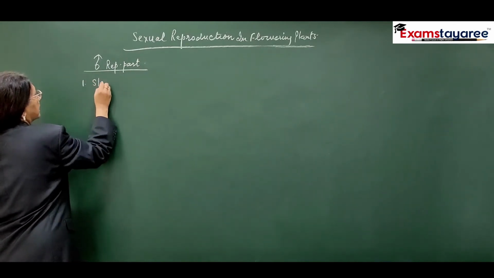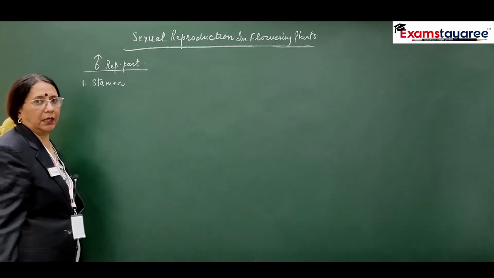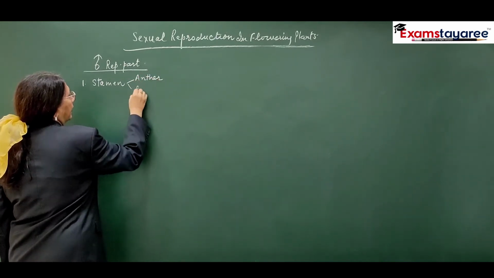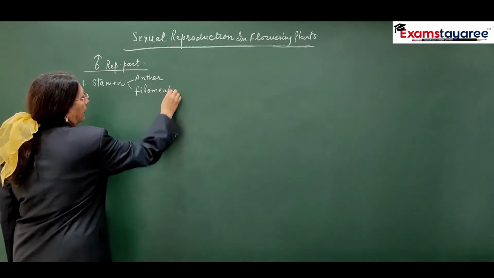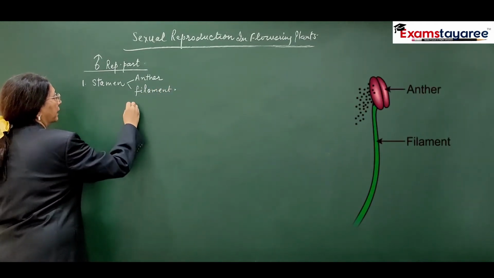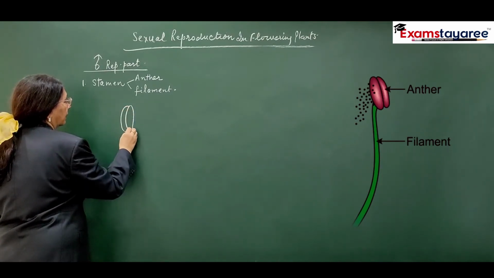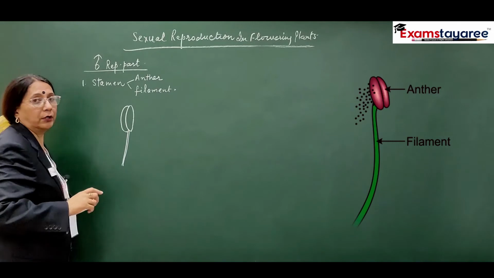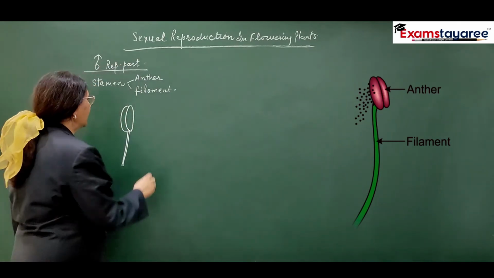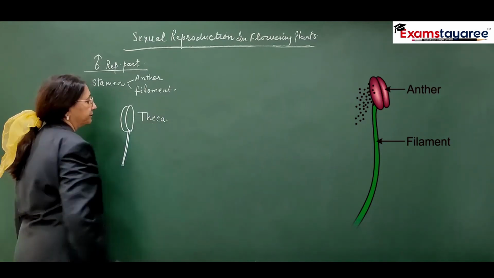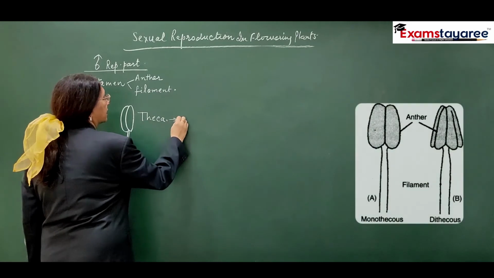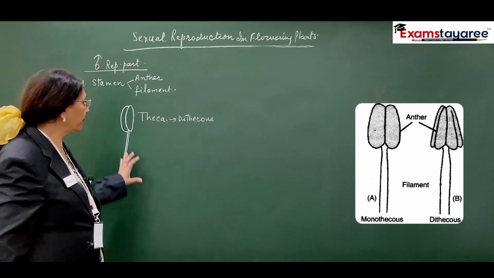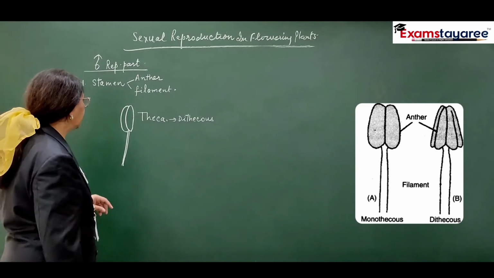And in this, first is stamen. Stamen consists of two parts, as I have already told, anther and filament. Each anther is bilobed and covered with two protective sheaths known as theca. Thus, it is diathecous. It can have one theca also, known as monothecous, but generally angiospermic anthers are diathecous.